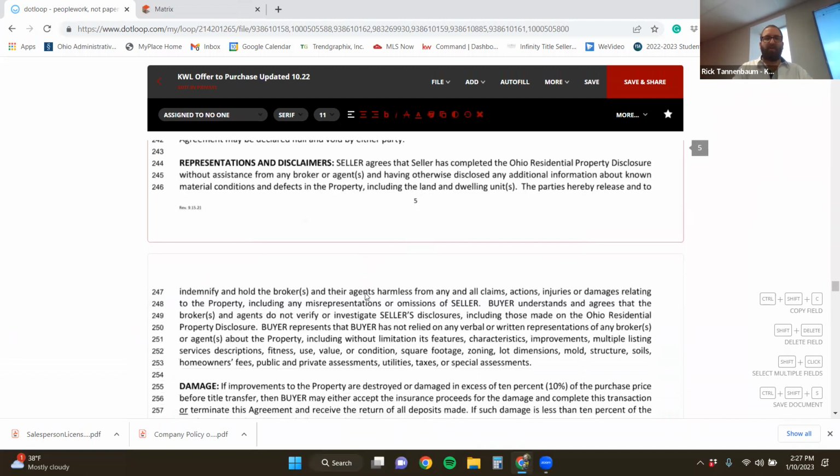Representations or disclaimers, basically just acknowledging that the seller had filled out or is responsible for completing the Ohio residential property disclosure form and disclosing any material defects. That if there's any special assessments or anything on the property, that those are all disclosed to you guys.